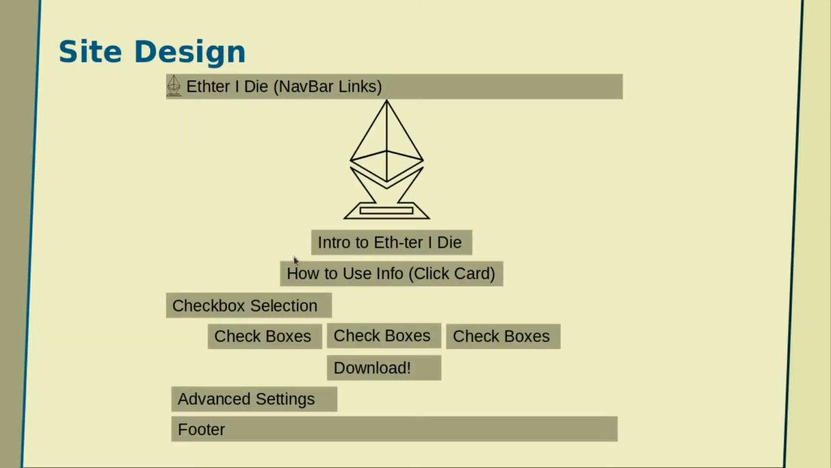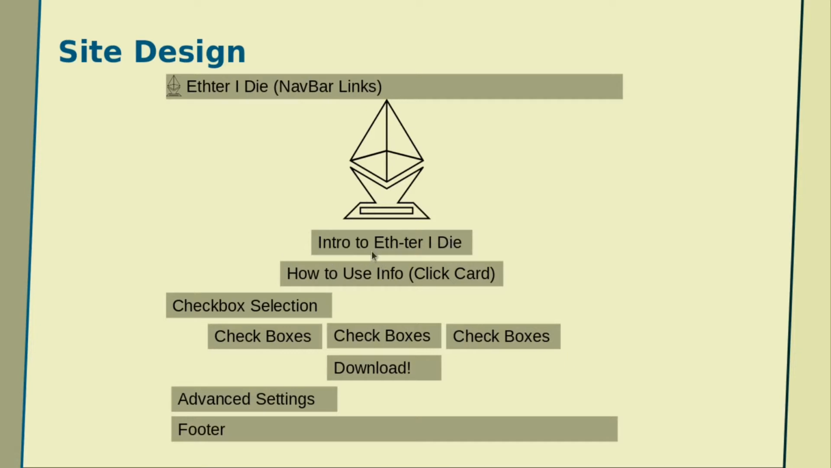So here is my rough site design idea. It looks similar to what you've seen in the intro. You've got the nav bar, obviously with Eth-ter-I-Die and a nice little logo there. I might need to make the logo white to make it stand out on the black background, and also need to have the nav bar links as well. I want the nice logo in the center, and then an intro to Eth-ter-I-Die.